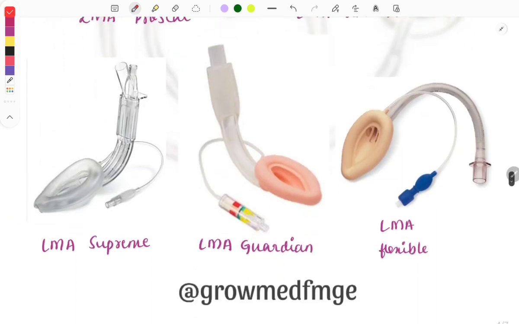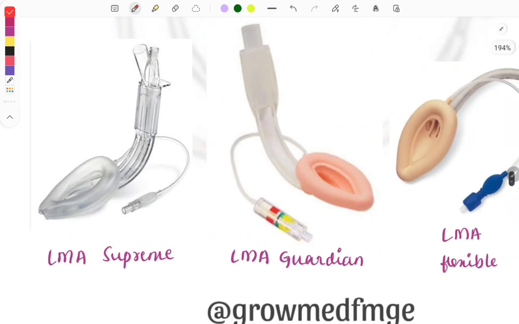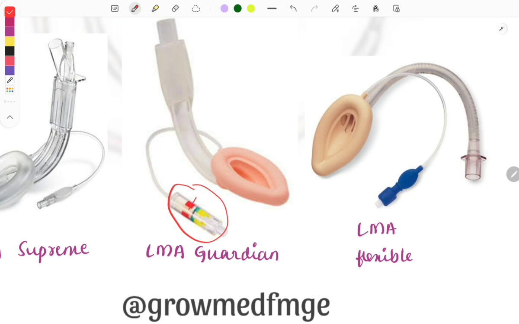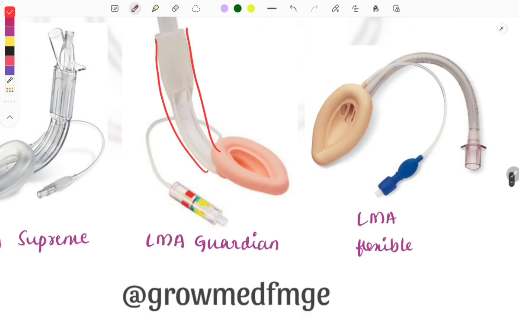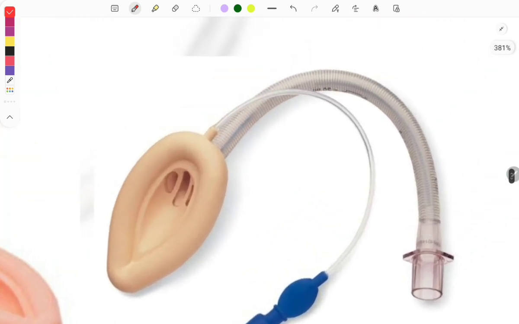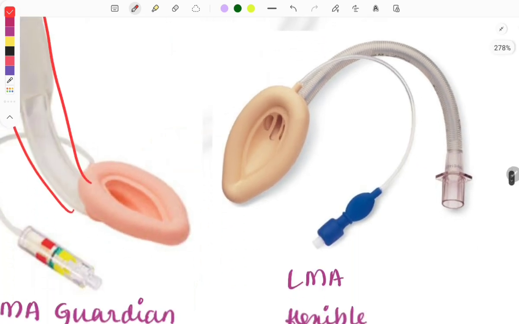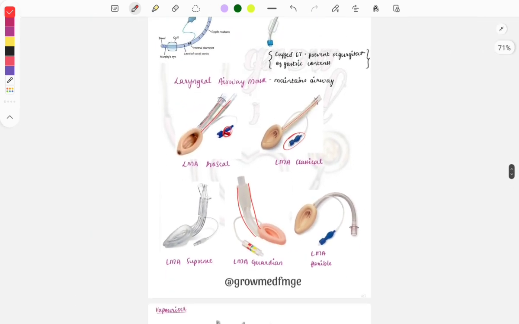Then moving on to the LMA Supreme. The Supreme will be totally transparent and white in color. So by looking at this, you can easily come to know that it is the LMA Supreme. Now the LMA Gastro. Look at this part. This is colorful, with green, red and yellow, and the rest are all blue. So by looking at this and this tube, you will easily know that it is the LMA Gastro. And this one is the LMA Flexible. If you zoom in here, you can appreciate that a metallic tube is present which will help to bend it. This one is called the LMA Flexible.